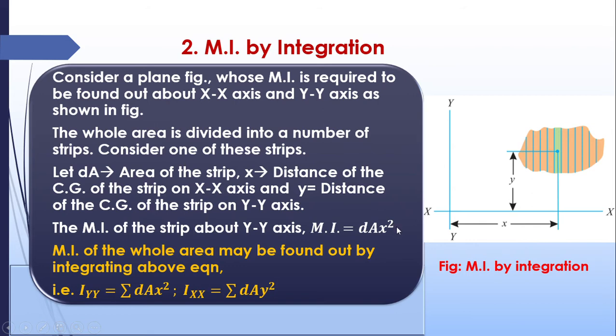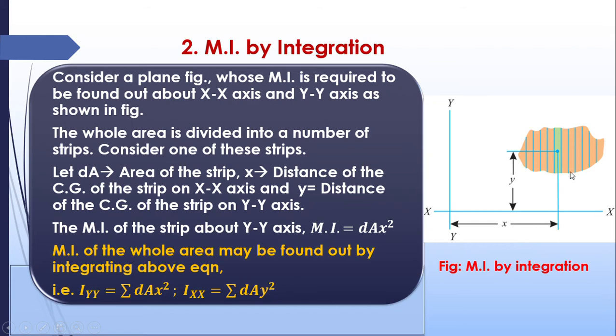to dA into x square. Okay, area of that figure into x square, the perpendicular distance, about y axis. So about x axis it will be equal to dA into y square. Okay, like that it will come. So we get Iyy, that is moment of inertia about y axis, is dA into x square, and moment of inertia about x axis is equal to dA into y square.